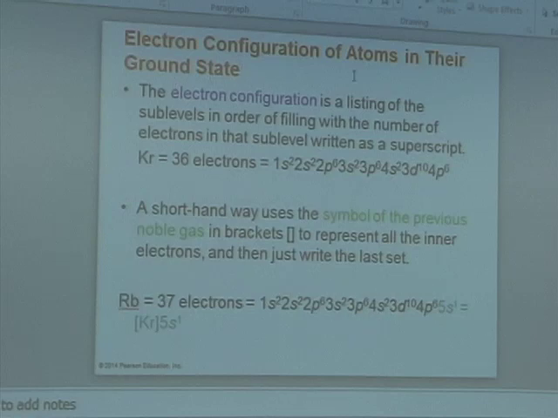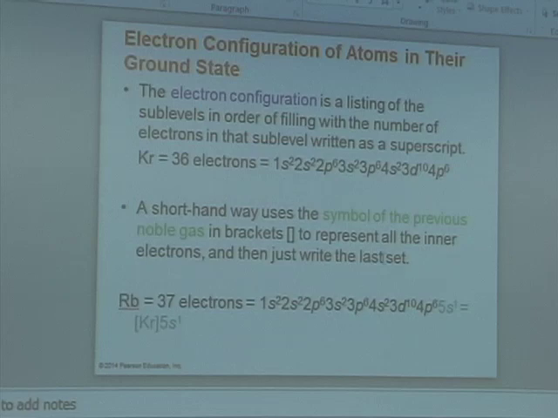So we can start, for example, if we look at krypton, Kr, with 36 electrons, right? Do you see that? So we can start writing 1s2, right? 2s2, 2p6, 3s2, all the way down to 3d10, 4p6.